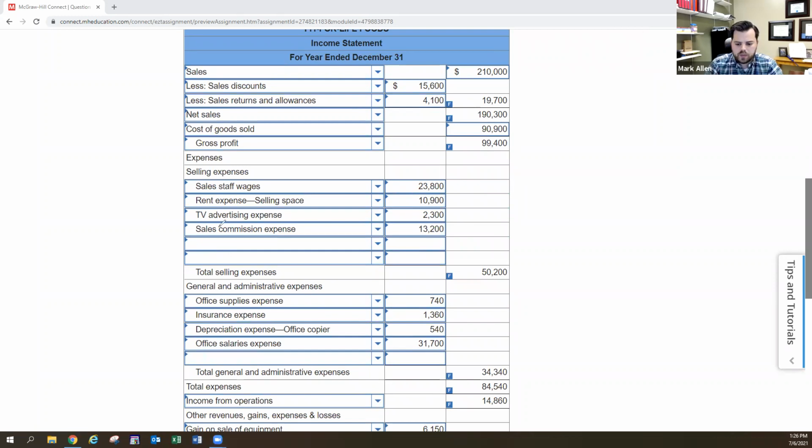And now we'll simply come down to the total. Once again, the sum, that's what this symbol means. It's the Greek symbol sigma. And so the sum here is 34,340. Now we've got a total: 50,200 plus 34,340. So the sum of those two things is 84,540. That's my total expense, which can then be subtracted from my gross profit to give me a very important title that we have not seen before. This is income from operations.